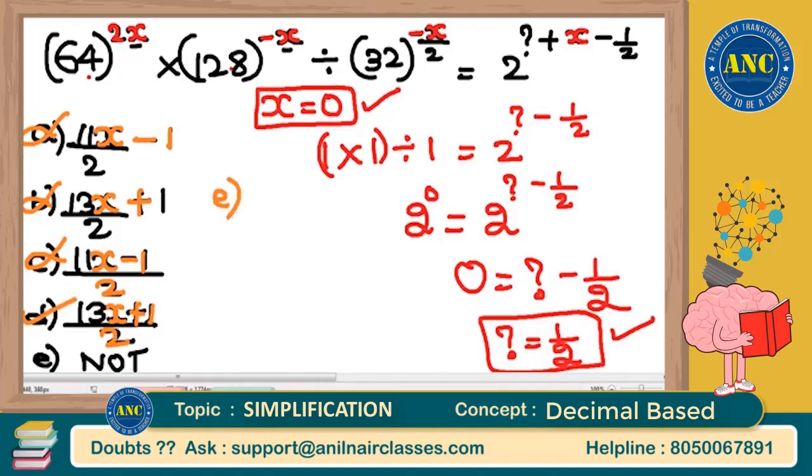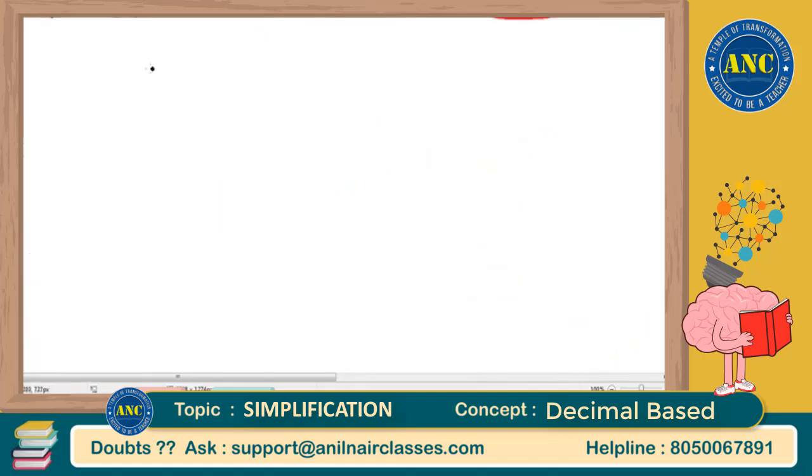Suppose there is another option. If it is option F, 11x plus 1 by 2. If I put 0 in this case, 0 plus 1 by 2, it is 1 by 2. Fourth option is also satisfying. Sixth option is also satisfying. In that case, you might have to take some other value for x.